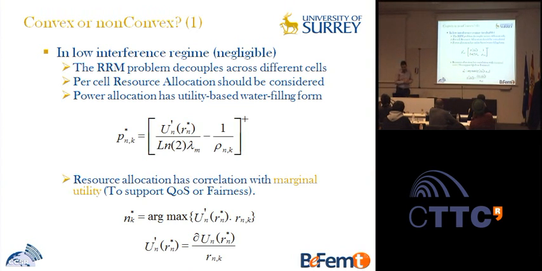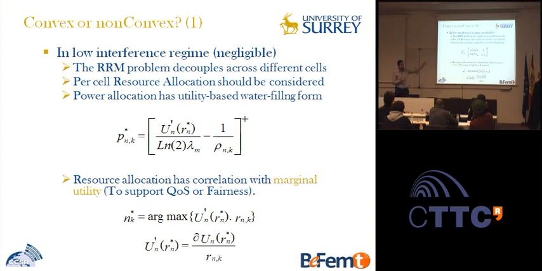If we consider the radio resource allocation problem, for example, in case of femtocells, in low interference regime or in negligible interference cases, the problem is going to decompose across different cells in the system, and it has this convexity characteristic. Therefore, the resource allocation and the power allocation is going to be a per-cell resource and power allocation. And power allocation, as has already been discussed, is going to have a water filling format.